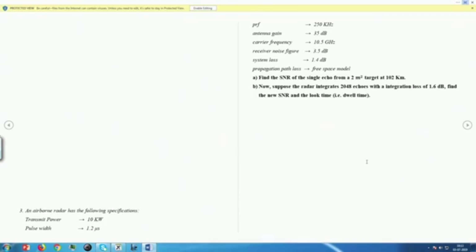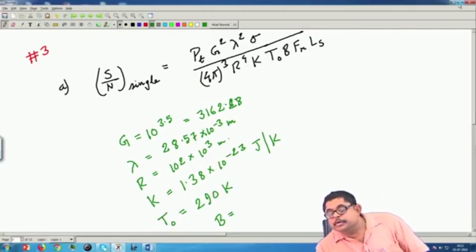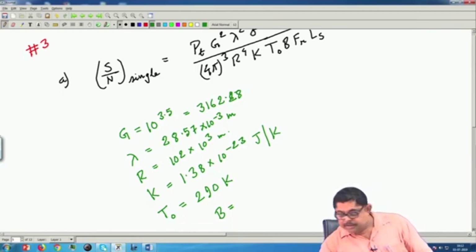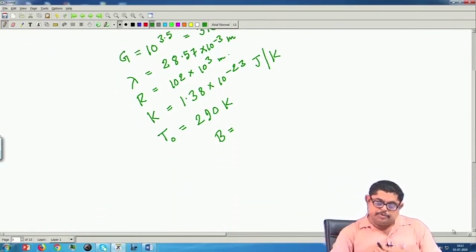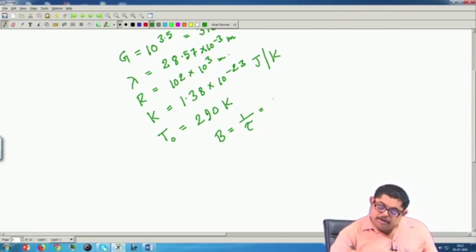So, what can be done? We can do that, roughly we can say that it is the inverse of the bandwidth. So, if you do that, that means 1 by tau. So, if you do that, it will turn out to be 1.25 megahertz.